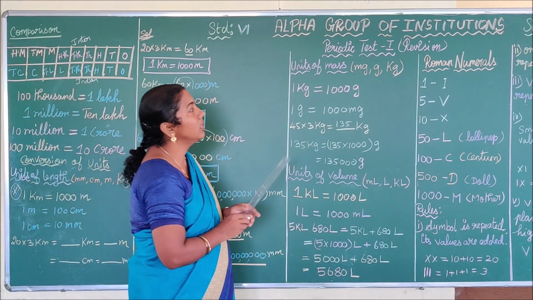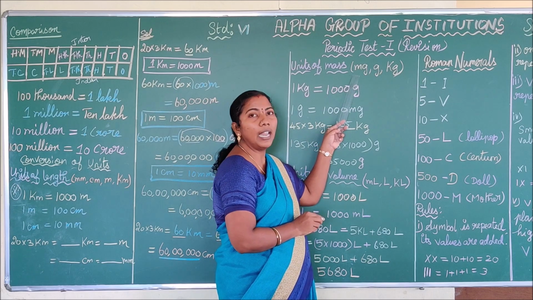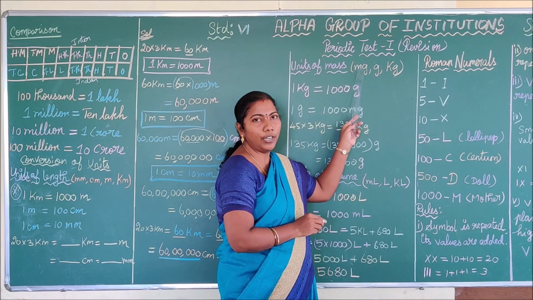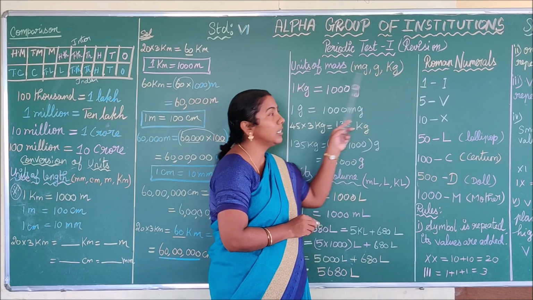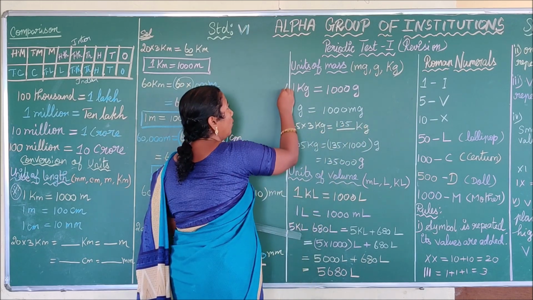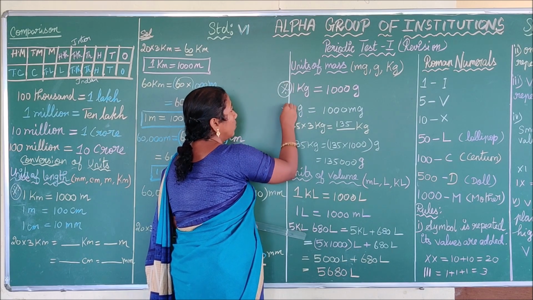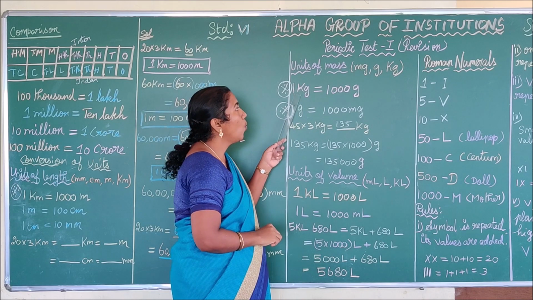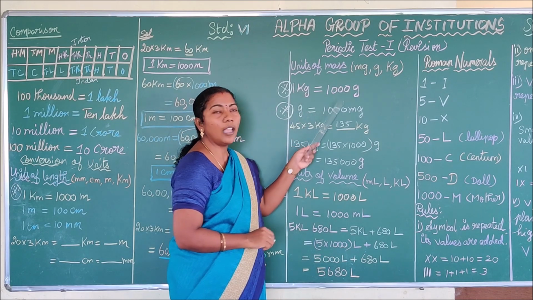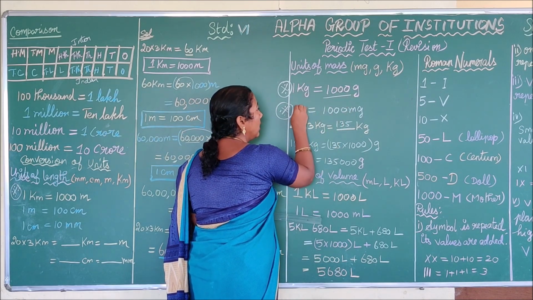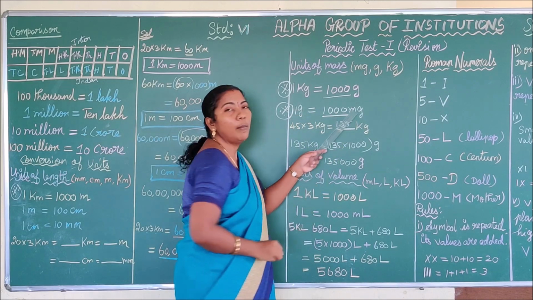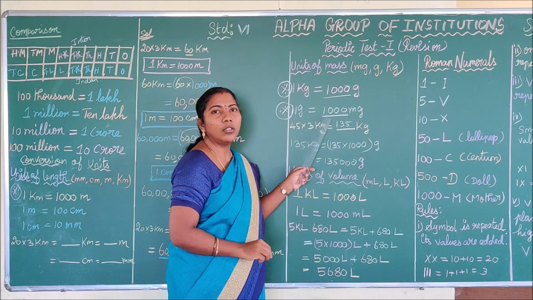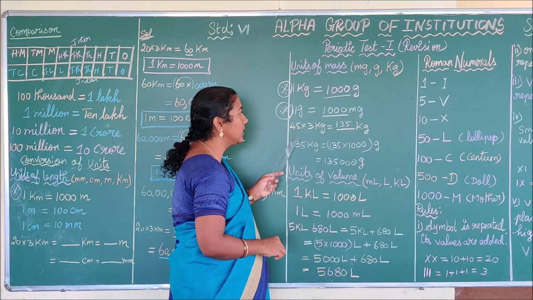What are the basic units of mass? We are seeing here milligram, gram, kilogram. This is the lower unit, this is the higher unit, arranged from smallest to highest. What are the relation formulas? Definitely you have to remember these two formulas. Definitely you will have this formula in your question paper. See here. 1 kilogram equal to how many gram? 1000 gram. 1 gram equal to 1000 milligram. Very easy formula. 1 kilogram equal to 1000 gram. 1 gram equal to 1000 milligram.